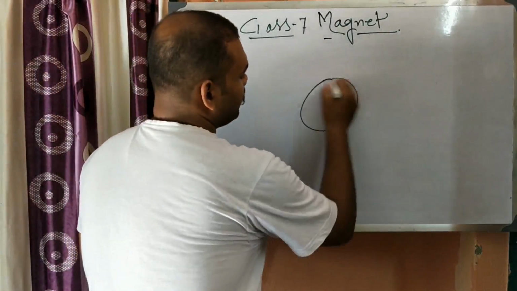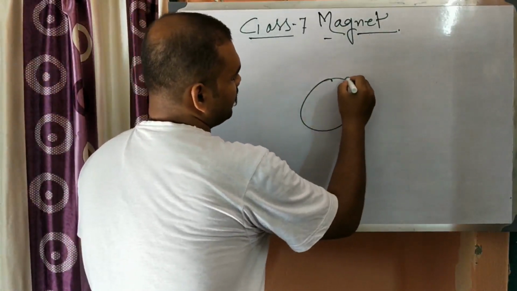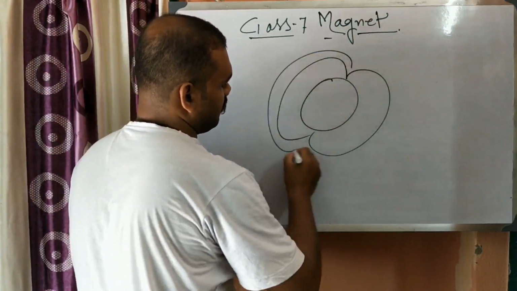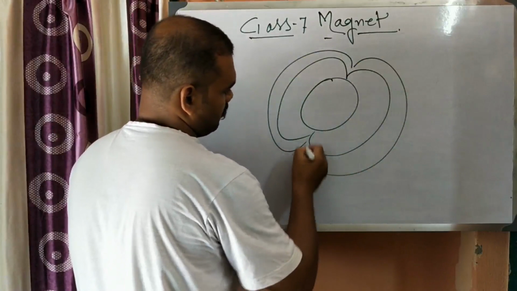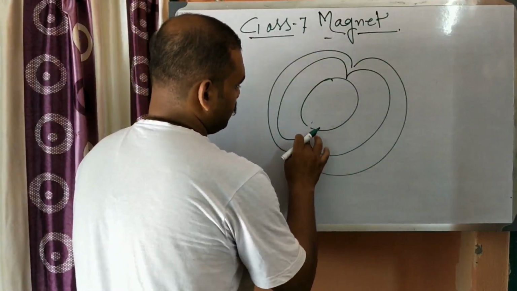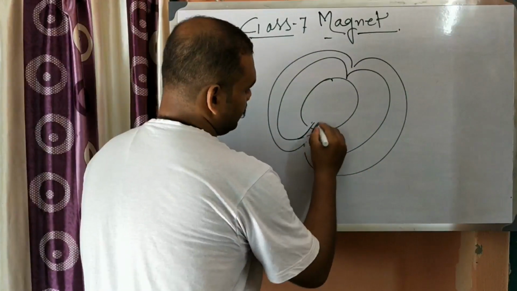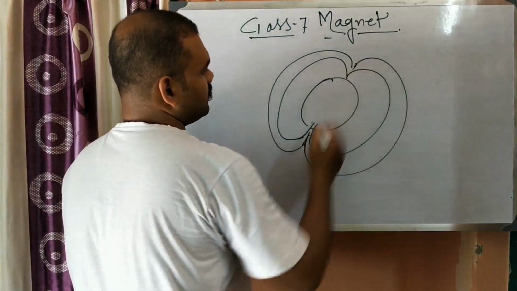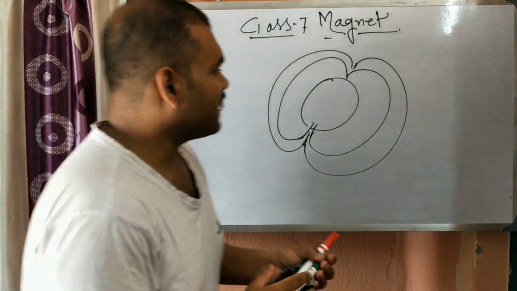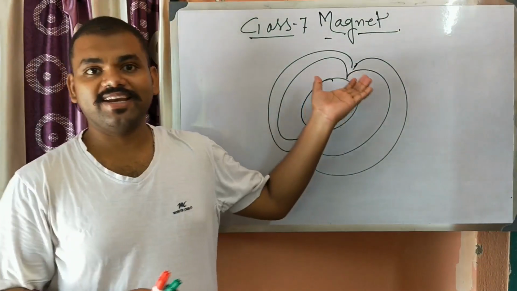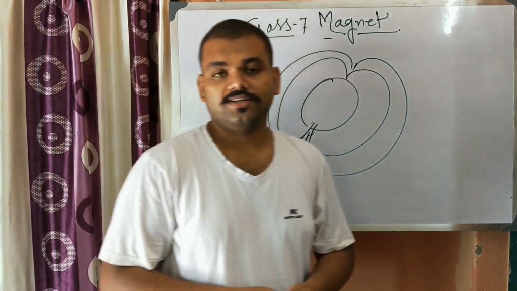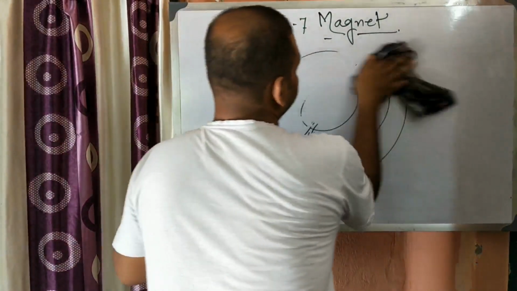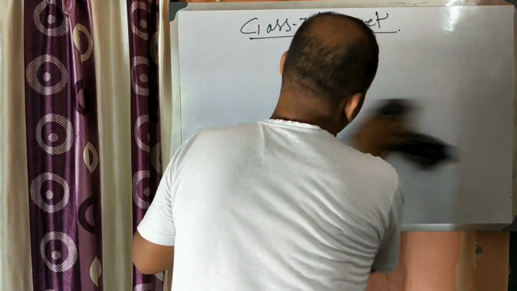How does the earth's magnetic field look? Suppose this is the earth, so the earth's magnetic field looks like this. This magnetic field of the earth helps different animals. Which animals? Some animals like migratory birds.